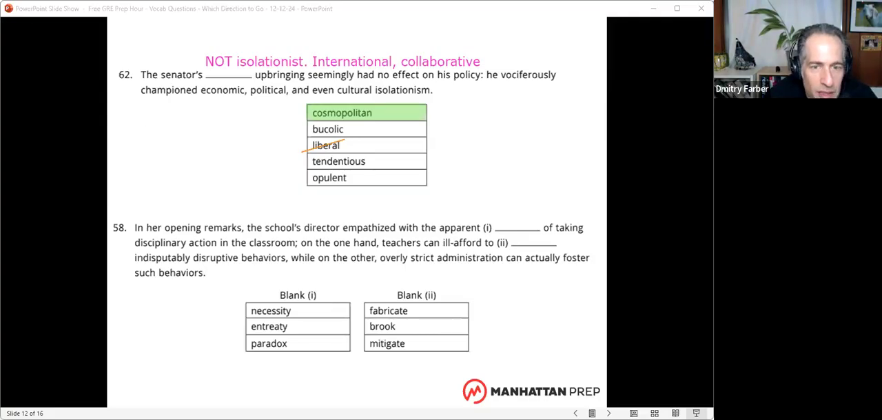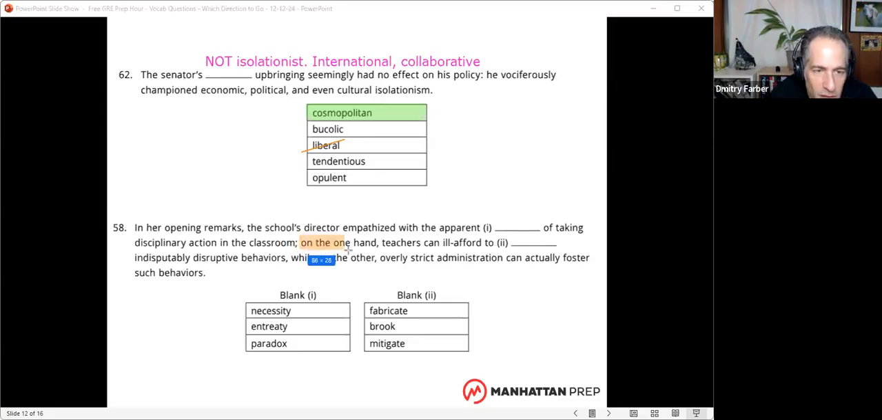Okay. So then we have the double blank in the second one. In her opening remarks, the school's director empathized with the apparent blank of taking disciplinary action in the classroom. Okay, so the apparent blank of taking a disciplinary action. At this point, I have no idea. There's no way to tell the use, the value, the trouble, the difficulty. I just don't know. So then I see something interesting. I see on the one hand, okay, so there's going to be a contrast.